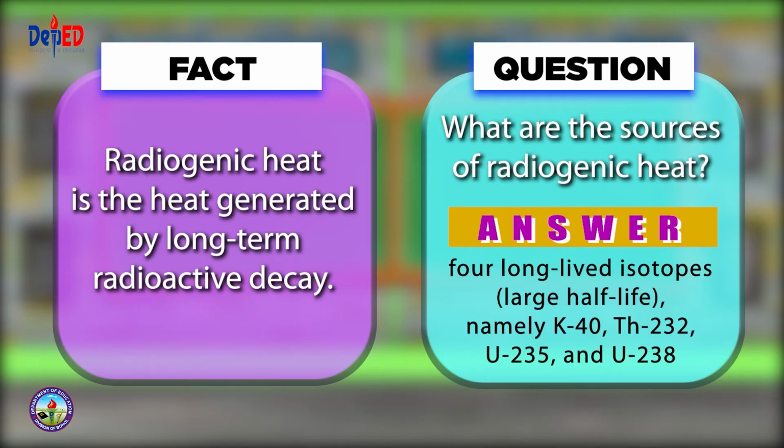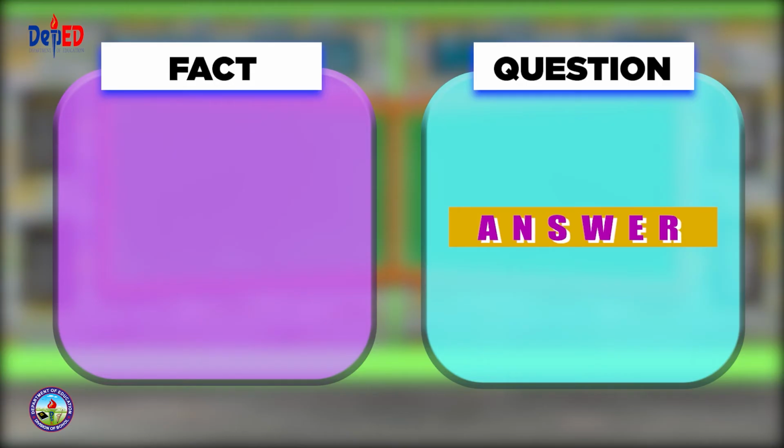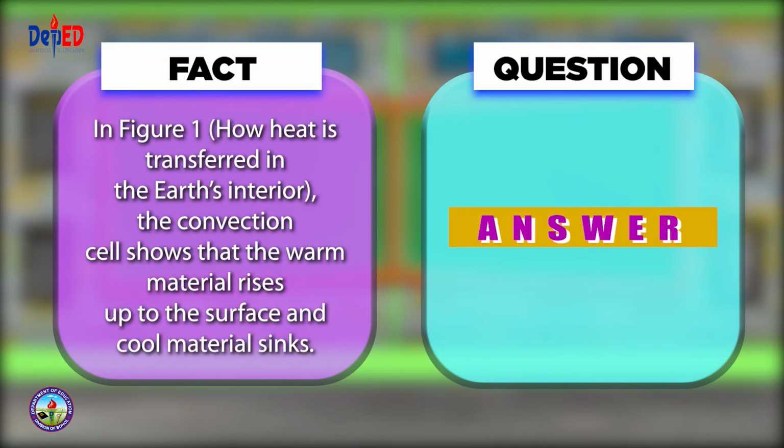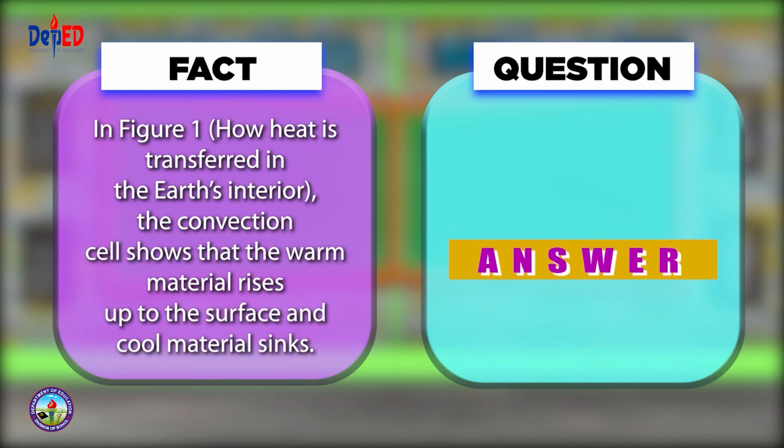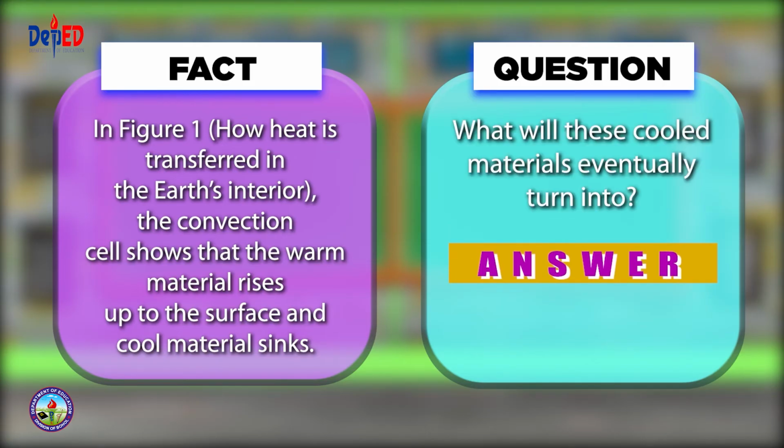Now, number 2, fact. In the figure that I have shown to you a while ago on how heat is transferred in the Earth's interior, the convection cell shows that the warm material rises up to the surface and cool material sinks. Now, question, what will these cooled materials eventually turn into? Yes, the answer is land formation.